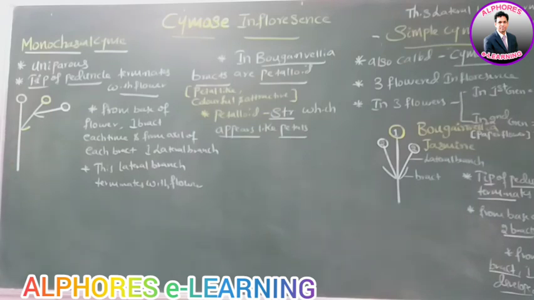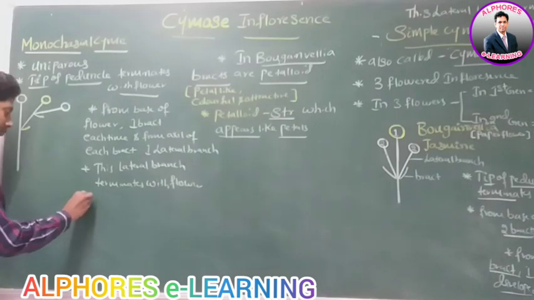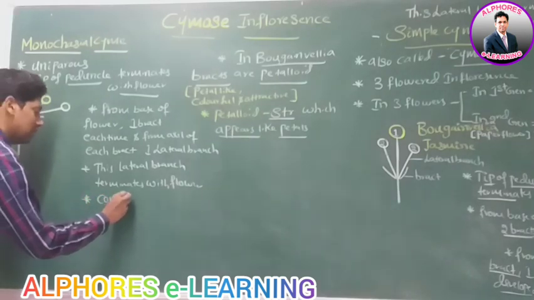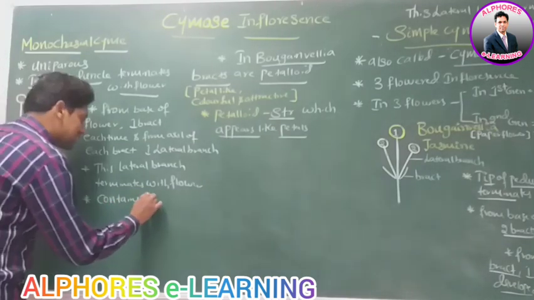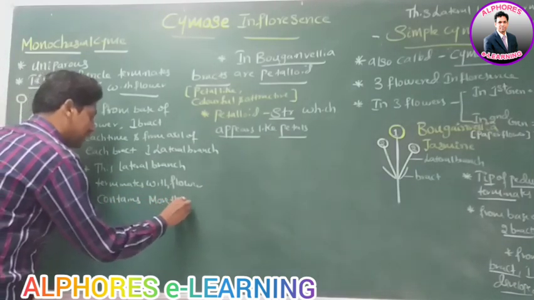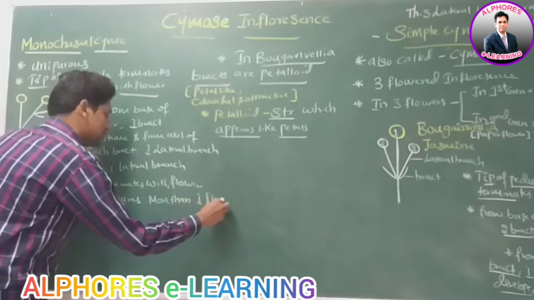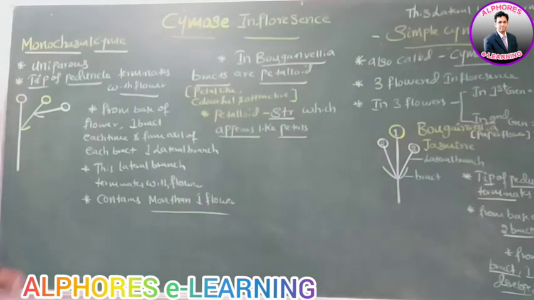Now you tell me. Sir, in monochasial cyme, mono means one, does it mean that only one flower is present in this inflorescence? No. Therefore, monochasial cyme contains one flower or more than one flower, sir? More than one flower. Generally students will be confused. That's why I am writing this statement, because mono means one, so they think only one flower is there. Is it having only one flower? No, therefore it contains more than one flower.